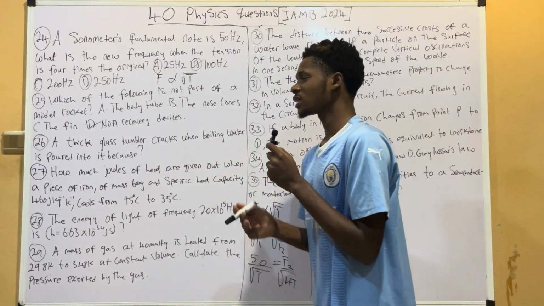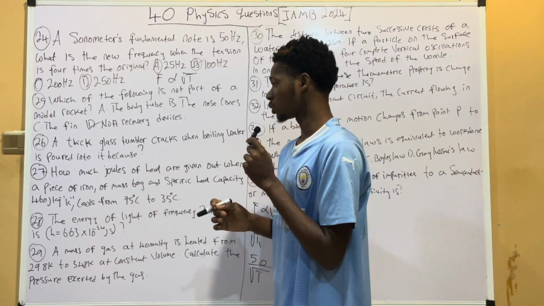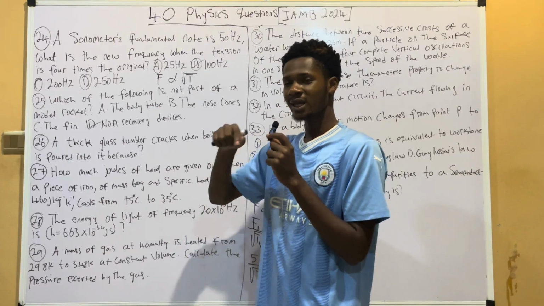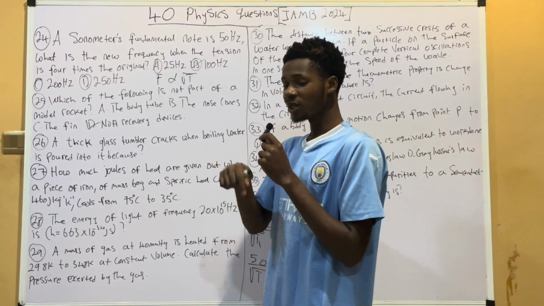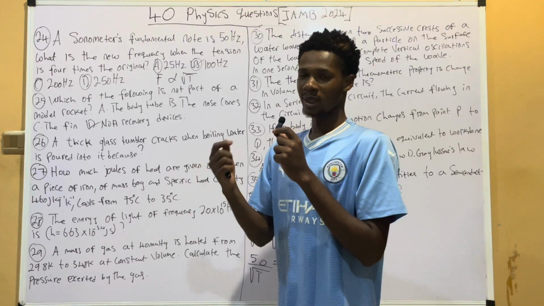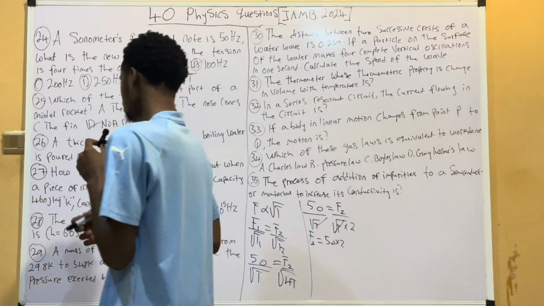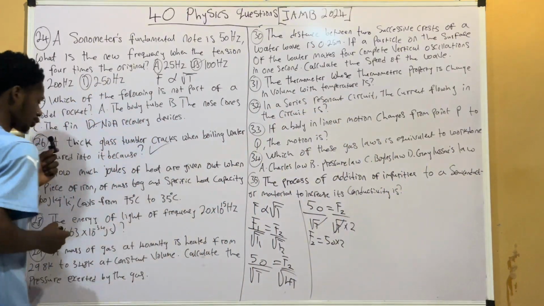This is because there is an uneven expansion between the inside of the glass and the outside of the glass. That is, the inside of the glass expands more than the outside of the glass. Okay, so that is the answer to question 26.